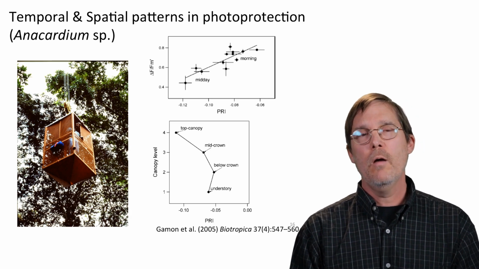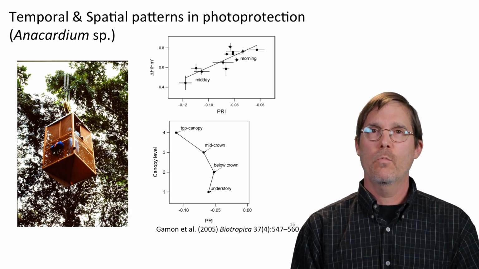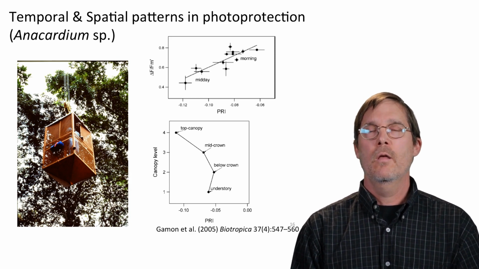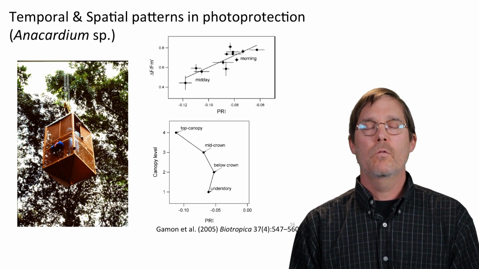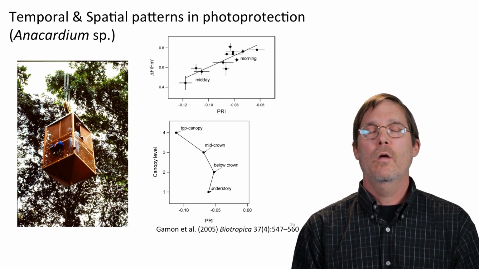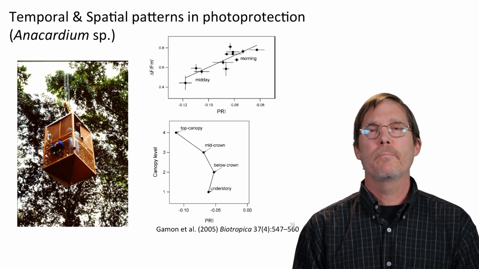The results of this study show a very distinct gradient in PRI with light level at the different canopy levels. So the top of the canopy, where there's high light exposure at the middle of the day, has a very reduced PRI, indicating stress conditions. And as you go down into the canopy, you see much higher PRI levels at the shaded regions of the canopy.